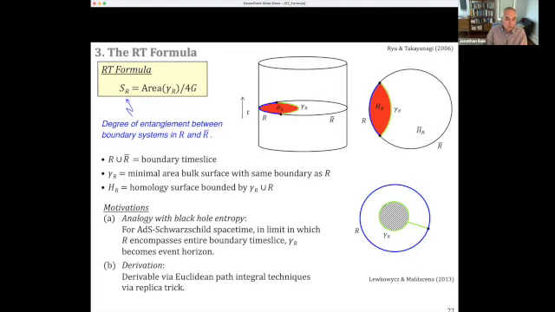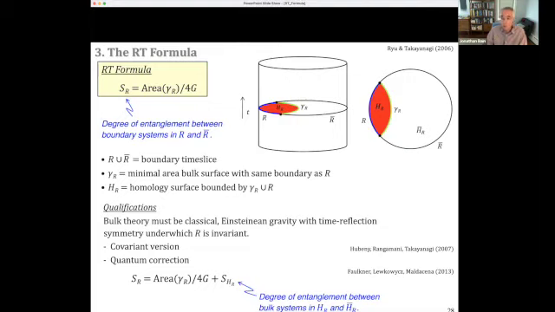Alternatively, perhaps a more rigorous motivation comes in the form of an explicit derivation of the RT formula. This was given in an article by Lewkowycz and Maldacena in 2013, in which they derive an expression for the RT formula using Euclidean path integral techniques. I think the method they use really imitates the method used originally by Callan and Wilczek in their derivation of geometric entanglement entropy. So those are at least two motivations for the particular form of the original RT formula.